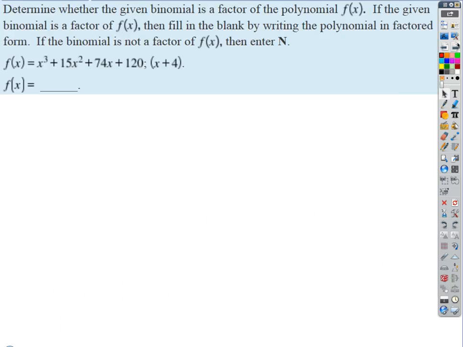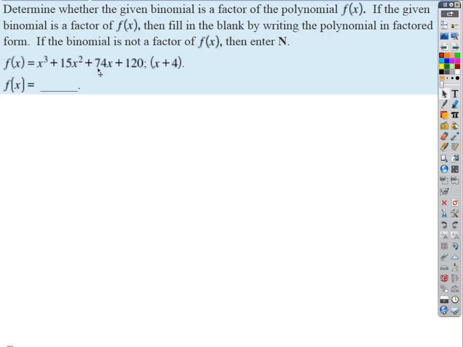What if we have something like this? We've got this big polynomial, it's cubic in this case, and you're going to do some problems like this. So let's read through these directions here. Determine whether the given binomial, so x plus 4, is a factor of the polynomial f of x. If the given binomial is a factor, then factor the polynomial completely. So we're going to write the polynomial in its completely factored form. If it's not, then just enter in.